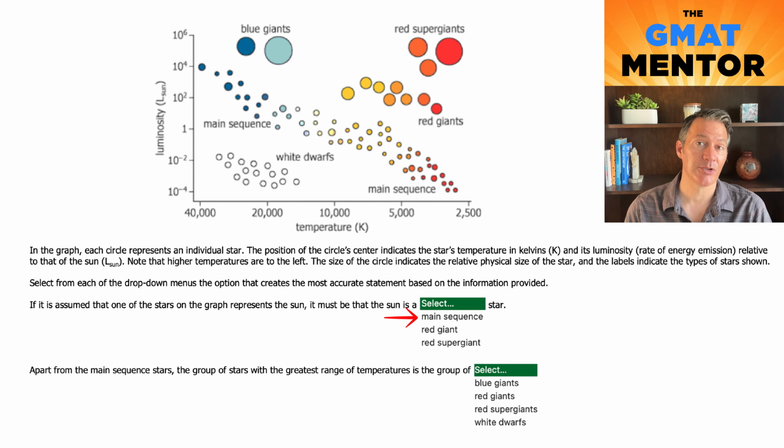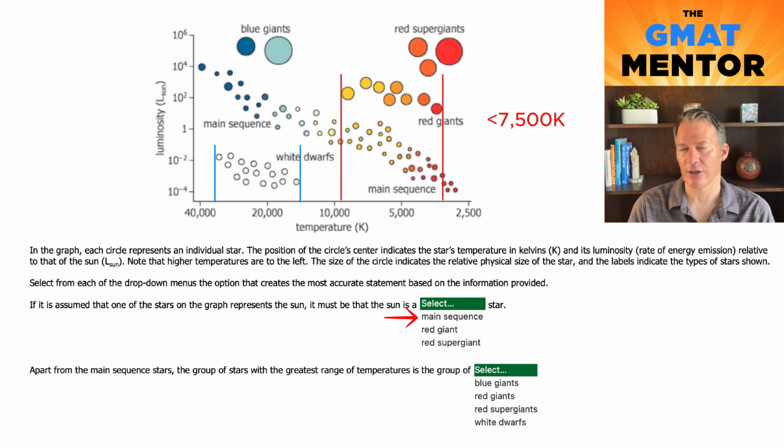So the red giants are between the 2,500 and 10,000 marks. So their temperature range must be less than 7,500 kelvins. Now look at the white dwarfs. They stretch from a little under 20,000 kelvins to almost 40,000 kelvins. We may not know the exact endpoints, but we don't need to. That range is clearly more than 10,000 kelvins. So the white dwarfs have a greater temperature range than the red giants. They also clearly have a greater range than the blue giants and the red supergiants. So the answer is white dwarfs.